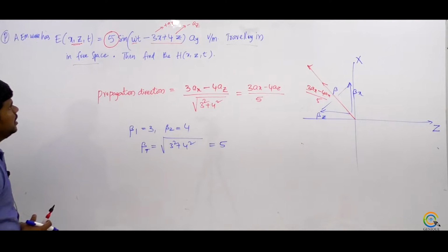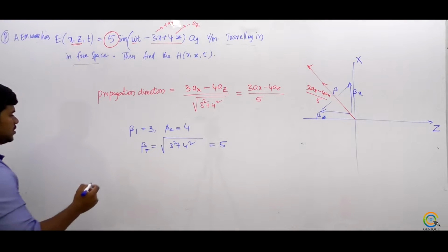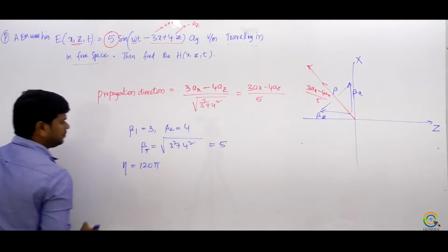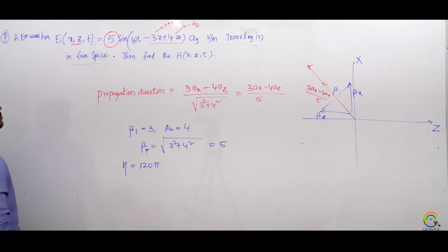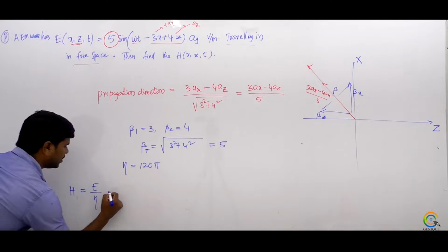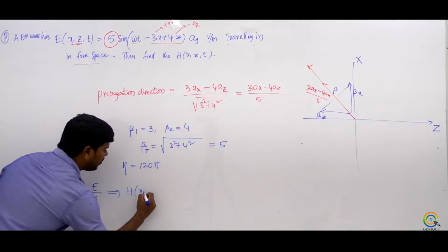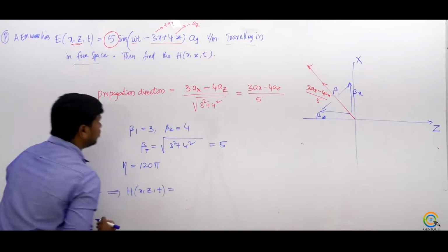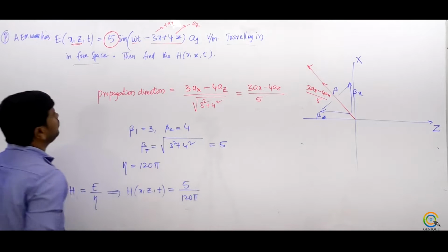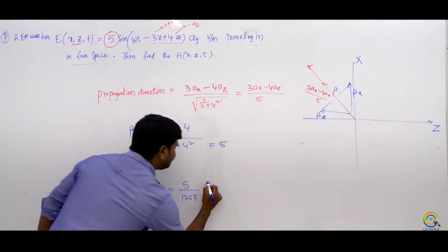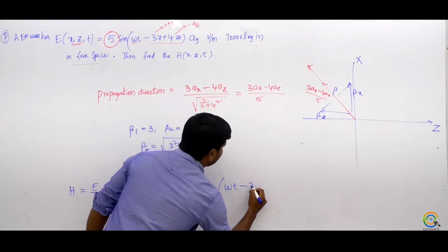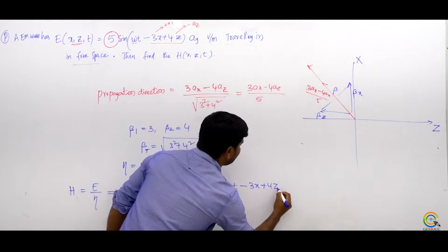We have to find the magnetic field. Already it is given, eta is equal to 120 pi, since it is free space. So now what is H? H is equal to E by eta. This implies H of x, z, t is equal to 5 divided by 120 pi sine of omega t minus 3x plus 4z.